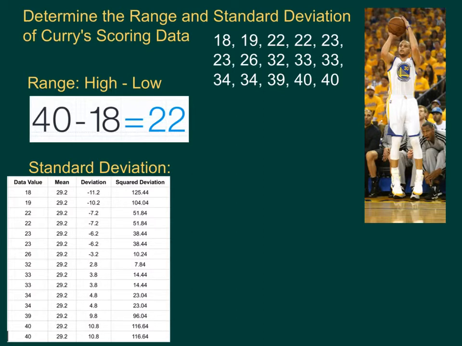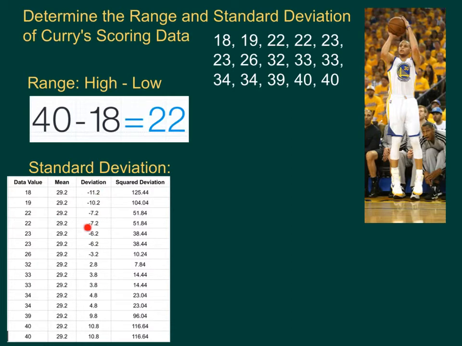Then I'm going to subtract the mean from each data value. Now this is something you can use a calculator or a spreadsheet for. And you'll notice that I start with large negative deviations. They become smaller and eventually become positive deviations, getting larger. That's because the 18 is 11.2 points below the mean, and 26 is only 3.2 points below the mean. Once we get to the 32-point game, everything else ends up becoming above the mean, culminating in 40-point games that are 10.8 points above the mean.